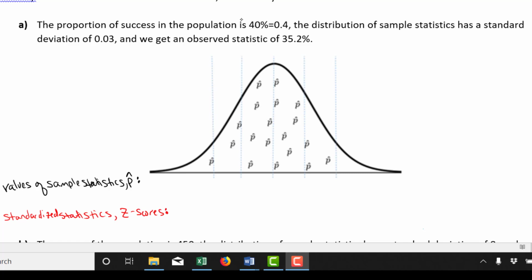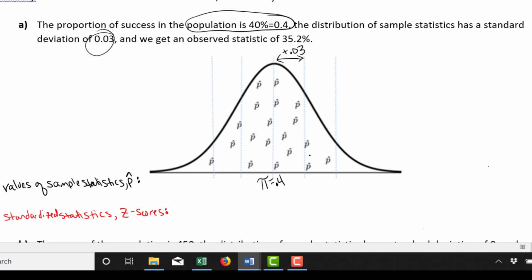It says that the proportion of success in the population is 0.4. That's telling us that pi equals 0.4 is right in the center of our null distribution. It also tells us that our distribution of sample statistics has a standard deviation of 0.03. That's telling me that the distance between these vertical lines is 0.03.